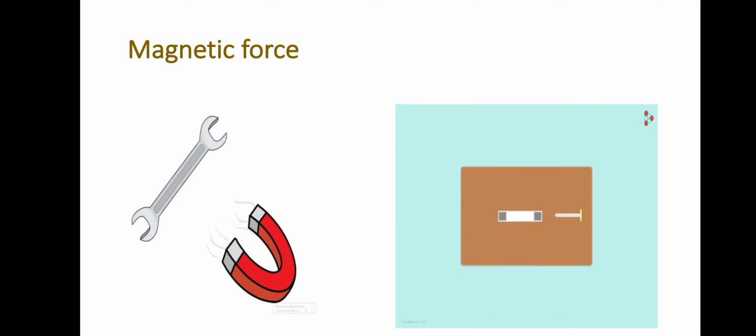Next example of the non-contact force is magnetic force. Magnetic force occurs between a magnet and magnetic materials, those materials which get attracted towards a magnet, like steel, iron, nickel, cobalt. There is no direct contact, but due to each other's effect they get attracted.